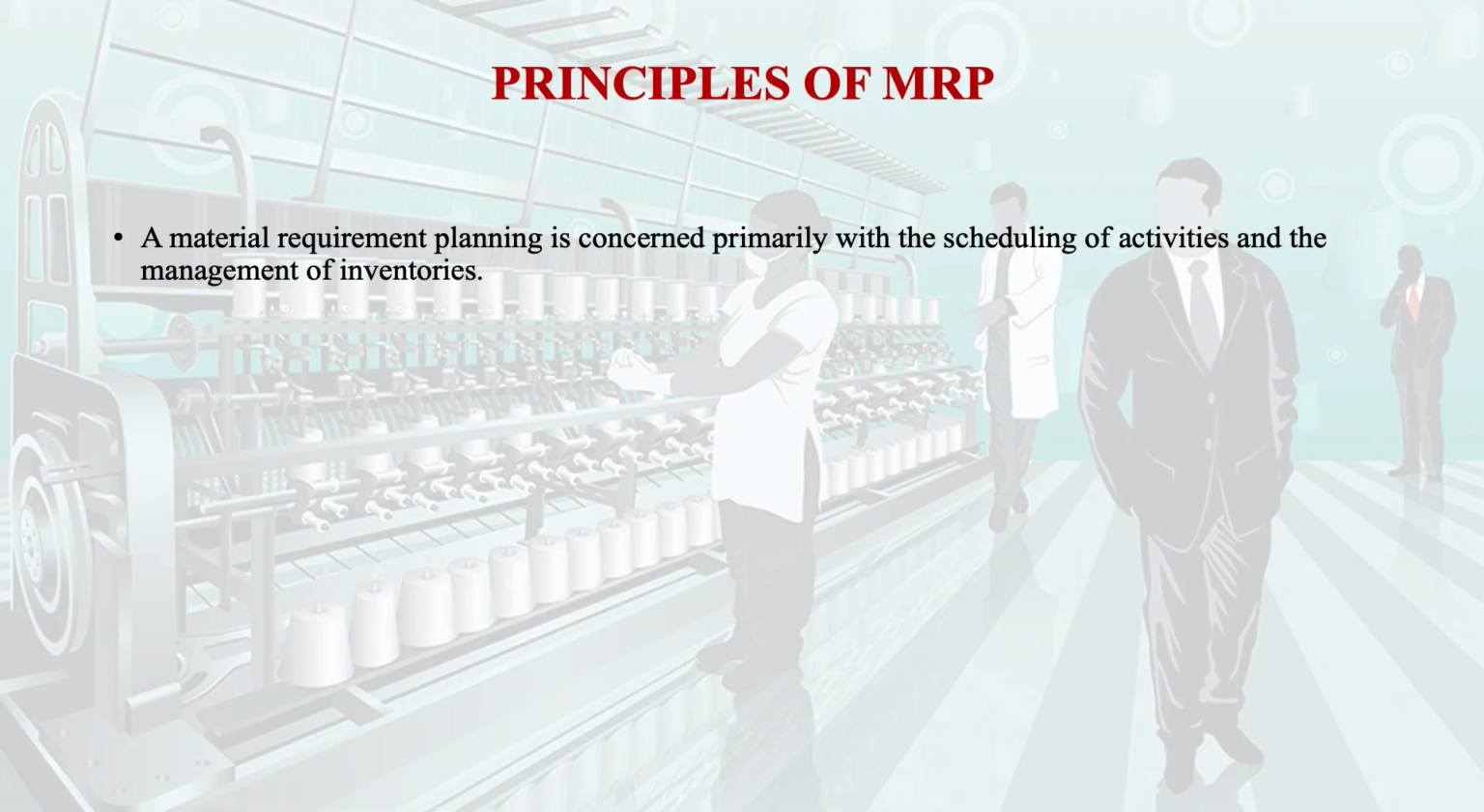Now, what is the principle of MRP? What are the different roles of each component of the MRP? So the topmost principle we will try to explain, because it is better to explain the whole thing so that you understand the principle in a very comprehensive manner. Material requirement planning is concerned primarily with the scheduling of activities and the management of inventory. This you should keep in mind.